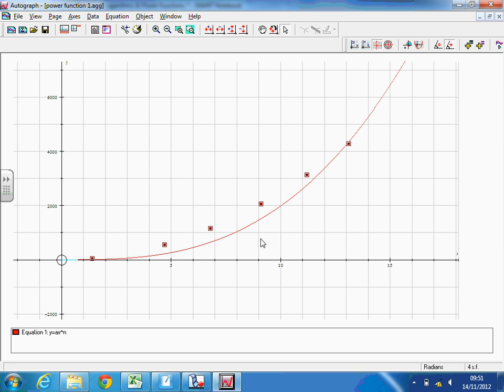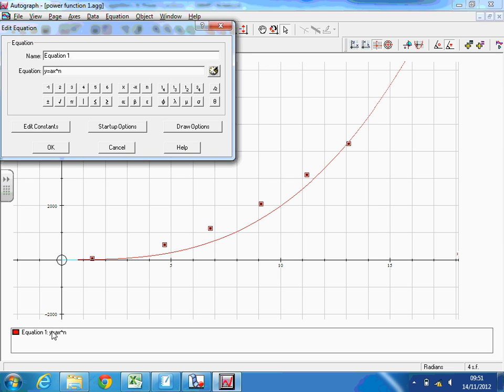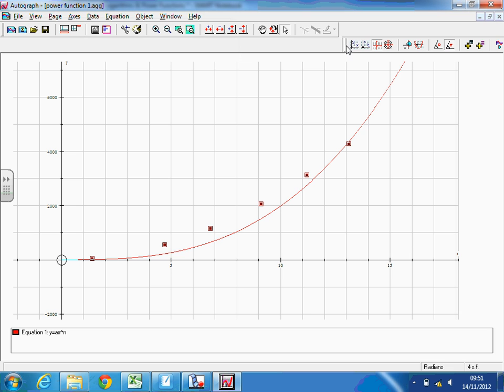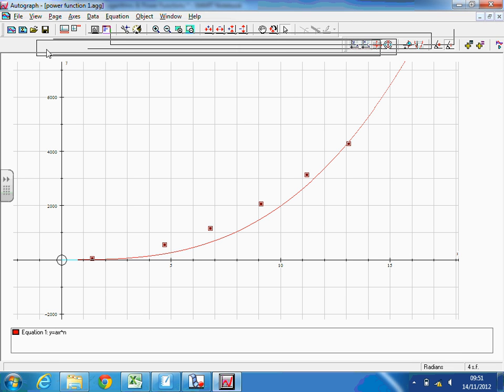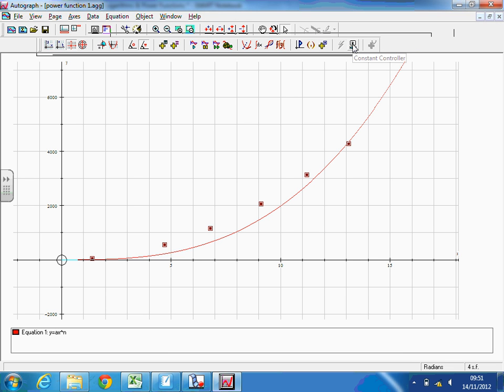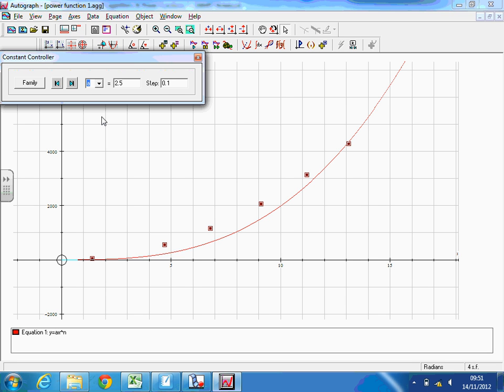Autograph does allow you to put in an equation like y equals a x to the n, because that's what we are suspecting. It's something like a x to the n, and I can change the value of n using this thing called a constant controller, which is here. This button here, the constant controller, allows you to change the values of the constants in the equation. So if I put in the equation y equals a x to the n, y and x is what it plots, they're the variables, and a and n are the constants.